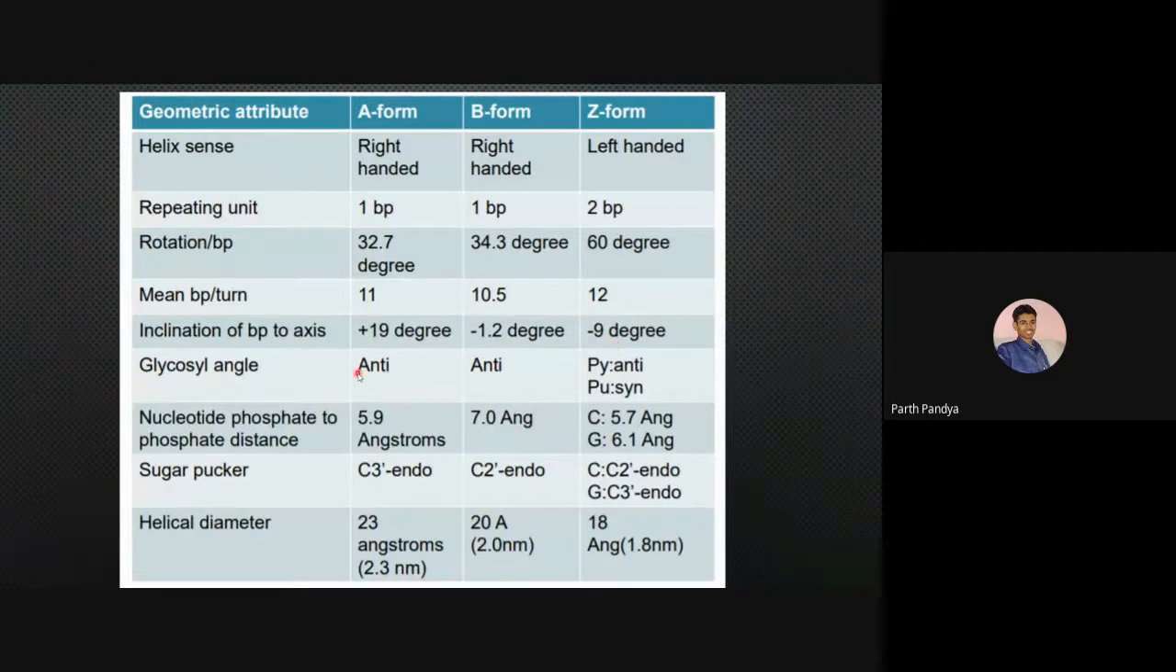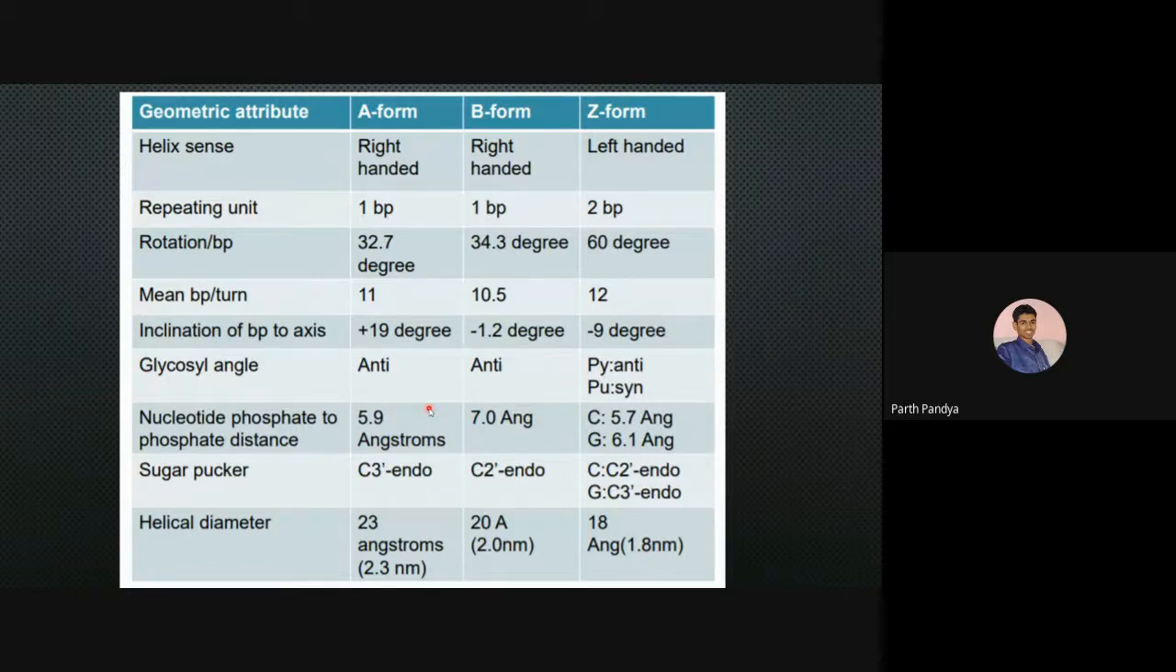Likewise, the glycosidic angle is the angle at which the base and sugar are arranged. If the base is arranged in the reverse direction, it is called anti; if it is arranged in the same direction as the sugar, it is called syn. So in A and B form, both are anti. In Z form, the purines are syn and the pyrimidines are anti.